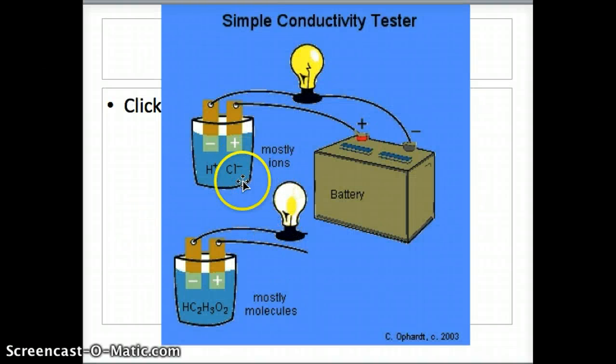Here's another image. So when you have mostly ions or the salt, you're going to have a very bright bulb because it's conducting a lot of electricity. However, when you have mostly molecules, see how they're not dissociated? They don't have pluses or minuses. You're going to have a very dim bulb because there aren't a lot of ions.